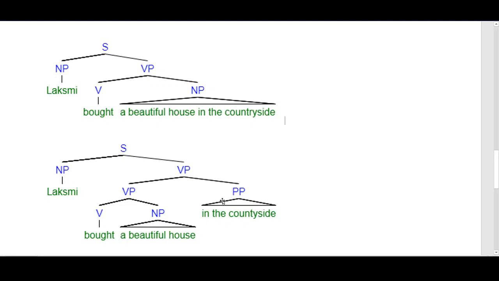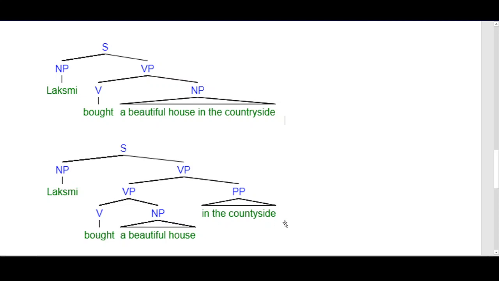So, because of that fact, the way these two trees, even though they're the same words, they can actually be structured differently. And the way they're structured reflects different readings. So this says, Lakshmi bought a house, and that house was beautiful, and that house was in the countryside. And this one says, Lakshmi bought a beautiful house. The purchase of the house happened in the countryside.